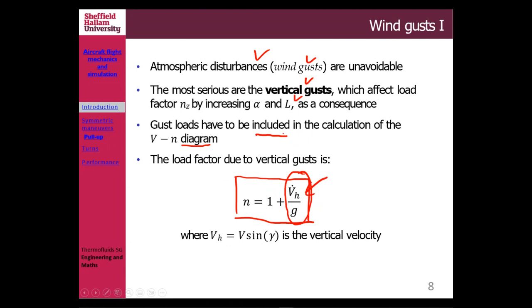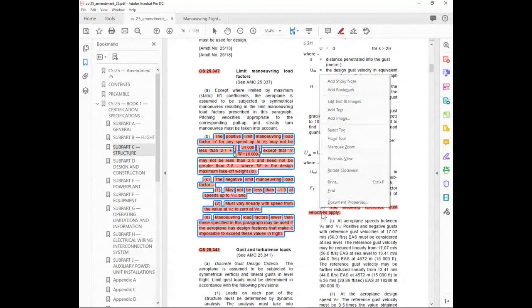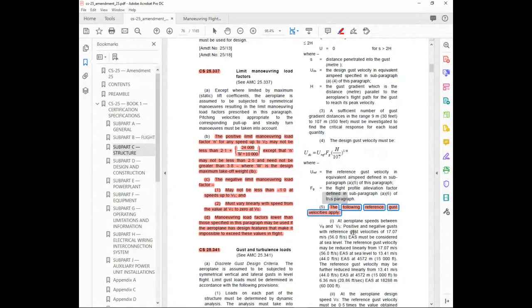I think let's go back to that CS25 again, just to show you what it actually says about gust load, which I highlighted here. If you look at my cursor, that is what CS25 says about the gust velocity applied. So the maximum gust velocity is about 17.07 meters per second if you are at sea level there.